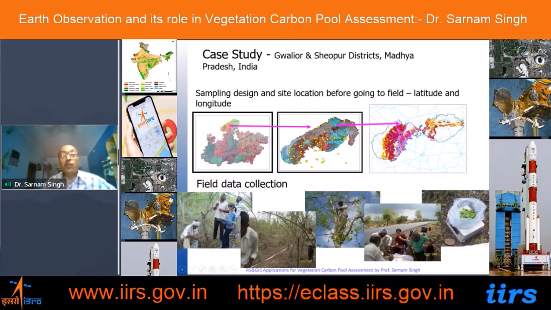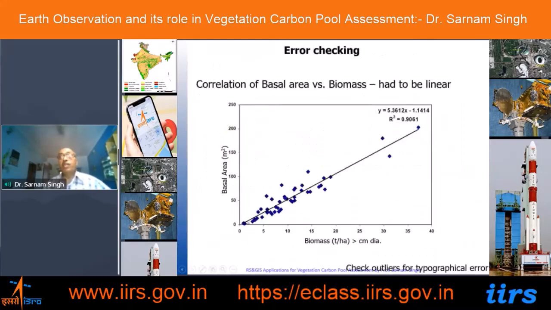So this you can see Gwalior and Shivpur, this one is Shivpur. We collected data and all that. I have already explained it. So the first thing we did, we tried to correlate basal area versus biomass. You see the diameter is mentioned, so I can calculate the basal area. Now diameter is known to me, I can calculate the volume of it. I know the volume, I can calculate the biomass. So you can create this kind of equation.